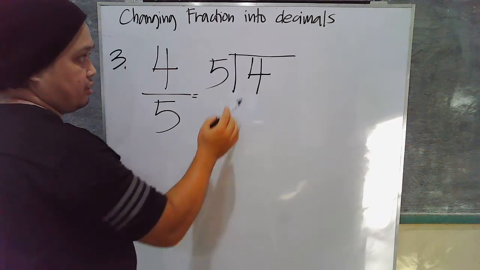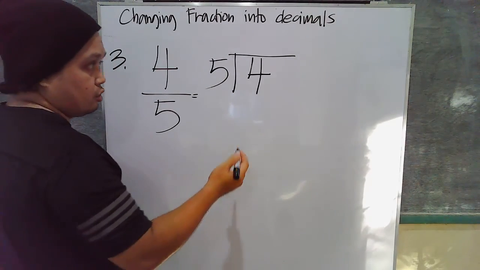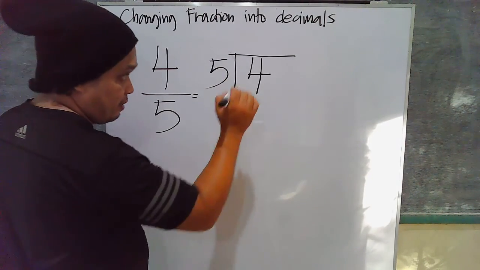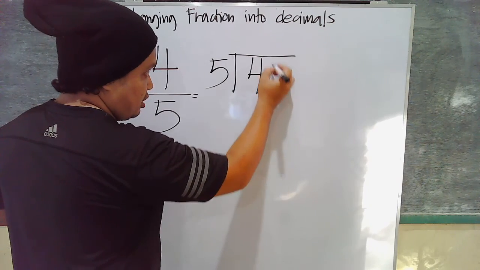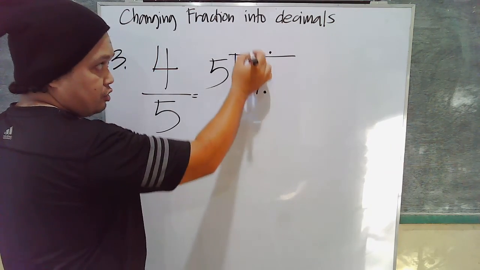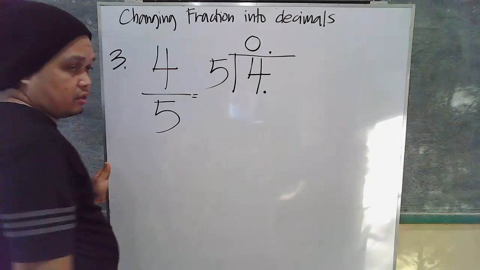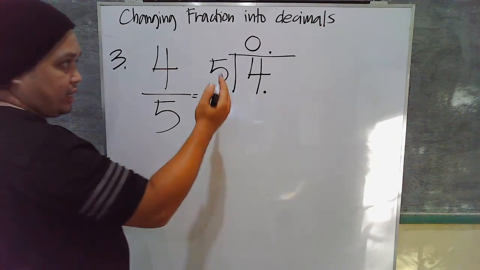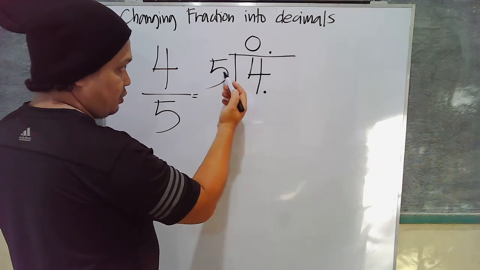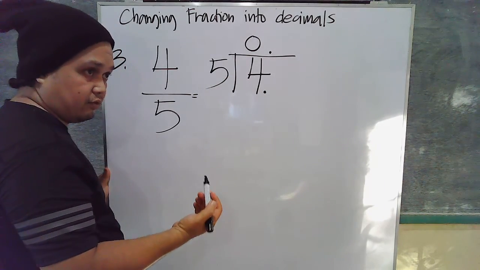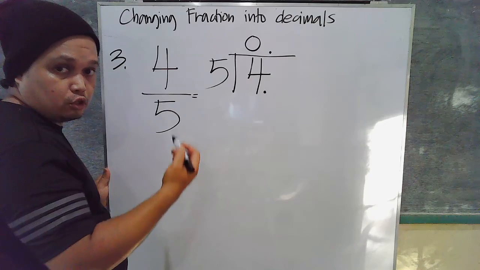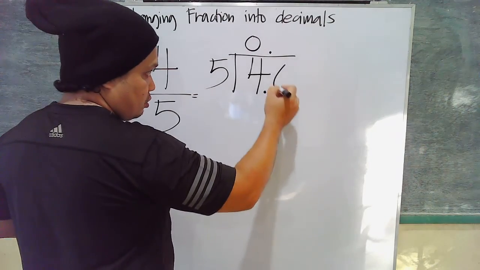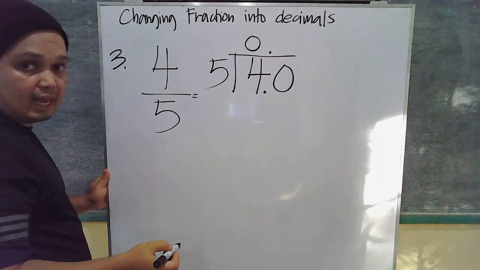Now how many 5s are there in 4? There's none. So we're going to use a decimal number. First, put a decimal point here, and 0 above 4, because we're dealing with decimal numbers. We cannot divide 4 by 5 because 4 is less than 5, so we have to borrow 0 so that we can divide.